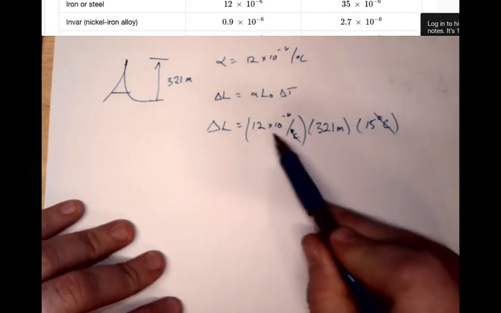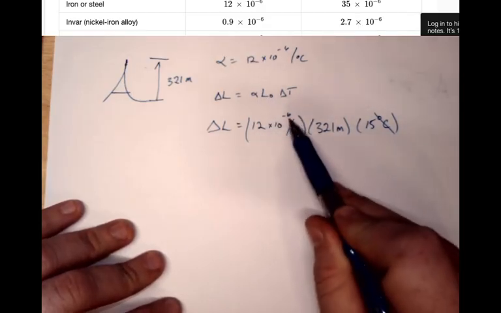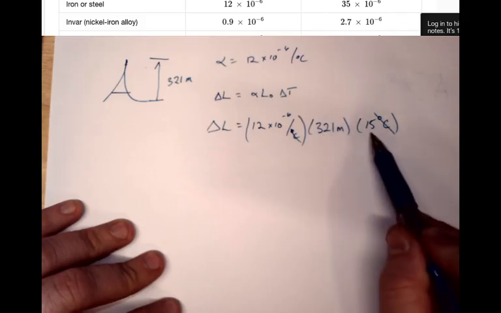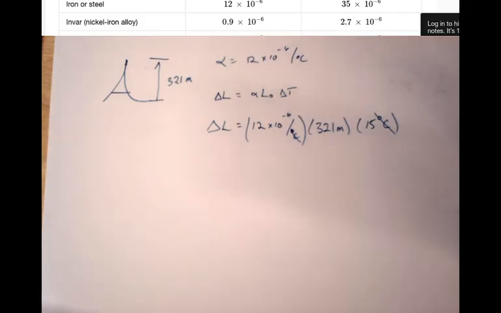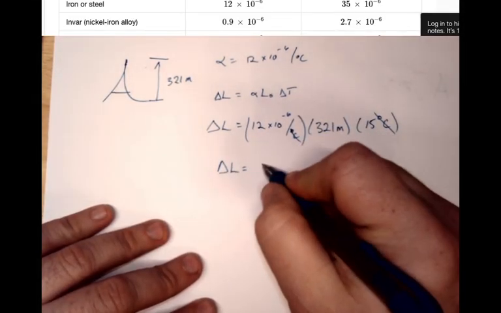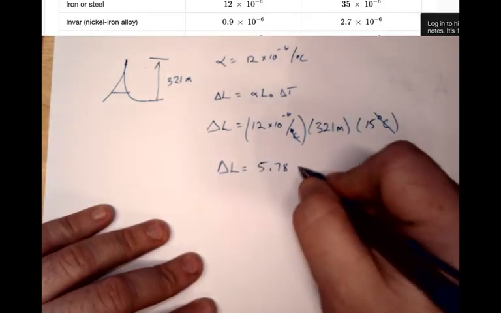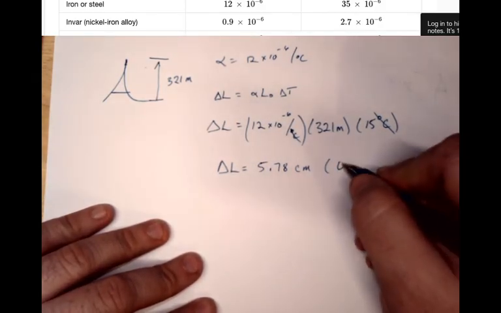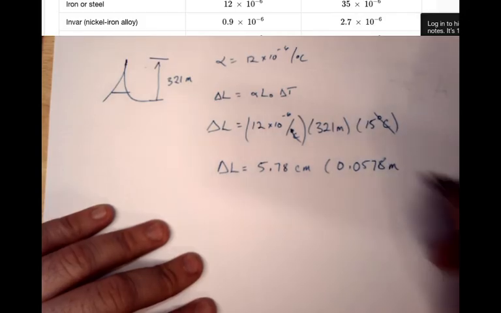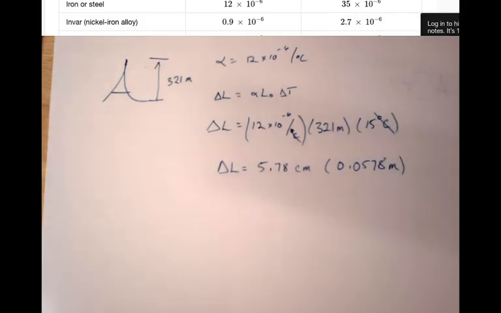We can note a few things. All right, this is going to be 10 to the minus 5, 10 to the minus 3, 10 to the minus 2. So we're expecting something on the order of centimeters, and that's what we get. Delta L will be about 5.78 centimeters, or 0.0578 meters. Right? One equation, plug and chug, linear expansion and volume expansion, similarly simple.